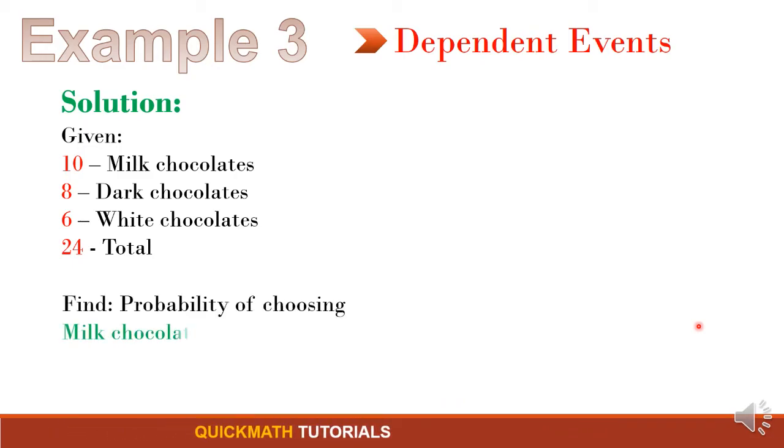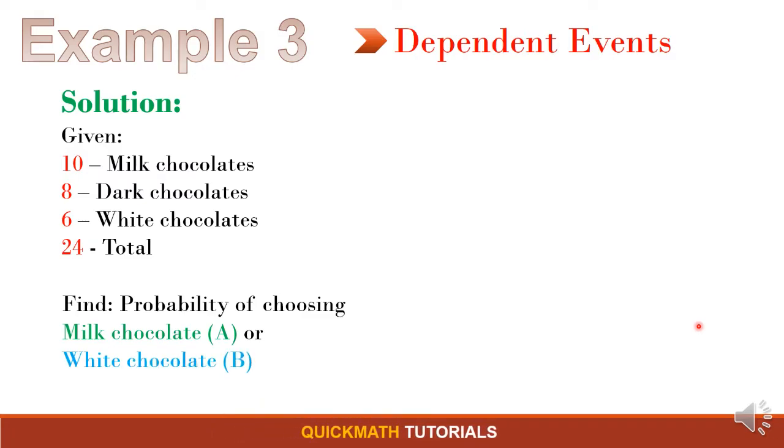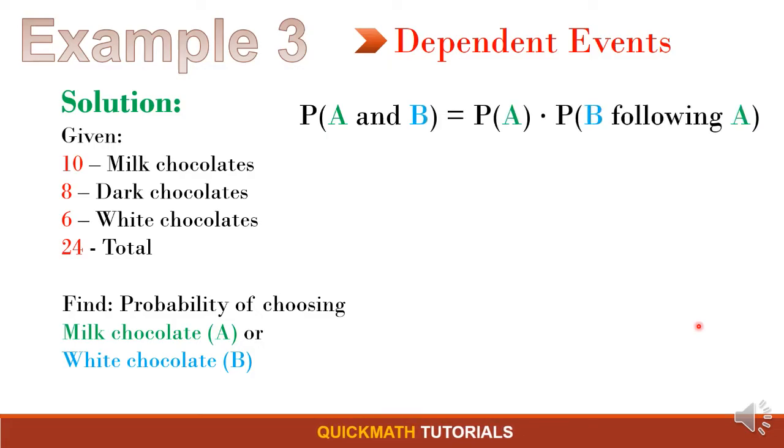We are asked to find the probability of choosing milk chocolate, and that will be our event A, and white chocolate, and that will be our event B. So the formula for dependent events is the probability of A and B, which is equal to the probability of A times the probability of B following A.